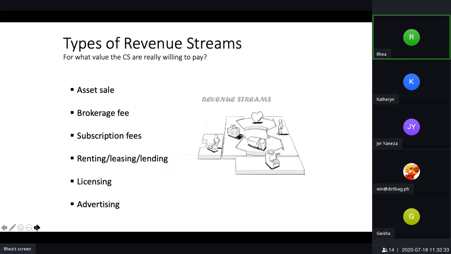And of course, you can also create revenue streams through advertising. For example, if you have a website, very similar to Facebook and Google, if more people are coming in, you can opt to advertise and promote a specific area in your website for companies who would be more than willing to pay for that space. And that is how you get your revenue stream.